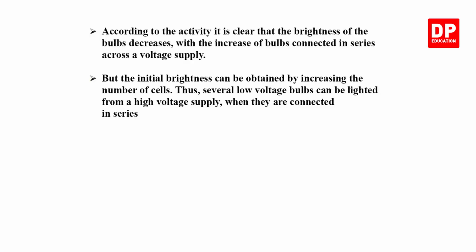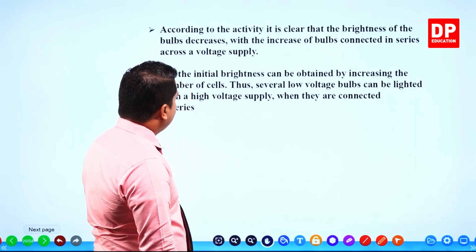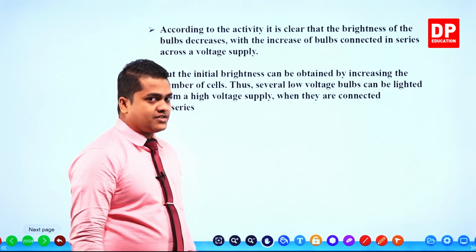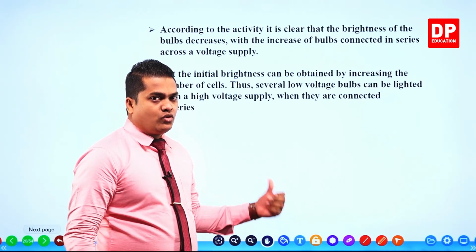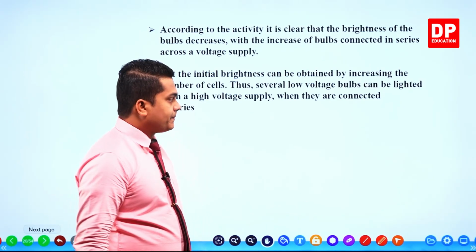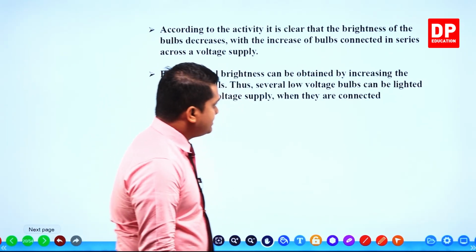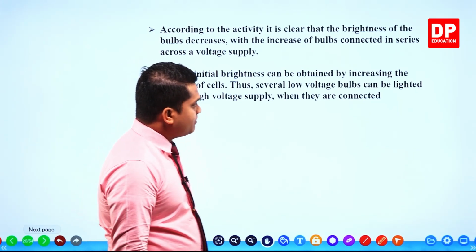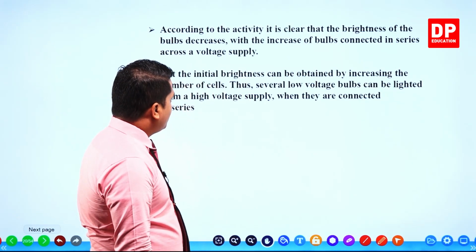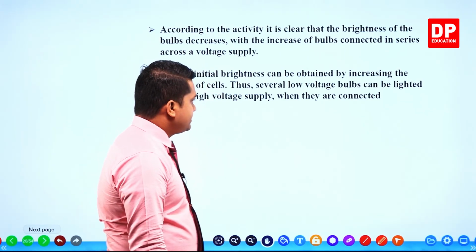According to the activity, it is clear that the brightness of the bulbs decreases with the increase of bulbs connected in series across a voltage supply. We discussed this, and I explained it even more when I was writing down the conclusion. But the initial brightness can be obtained by increasing the number of cells. Thus, several low voltage bulbs can be lighted from a high voltage supply when they are connected in series.